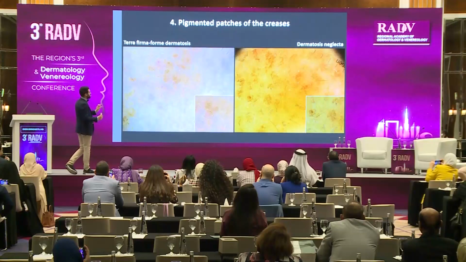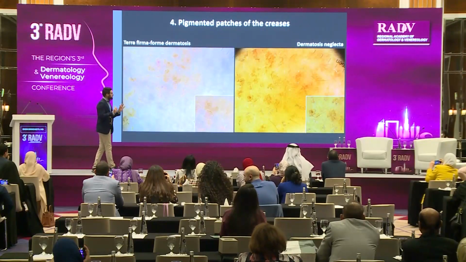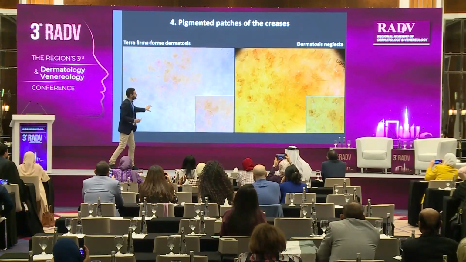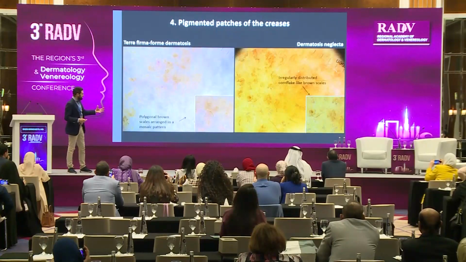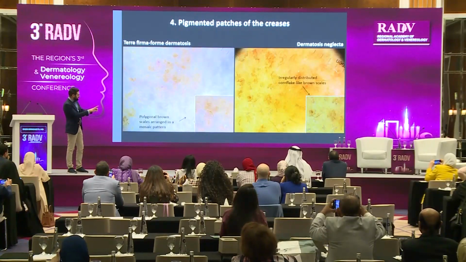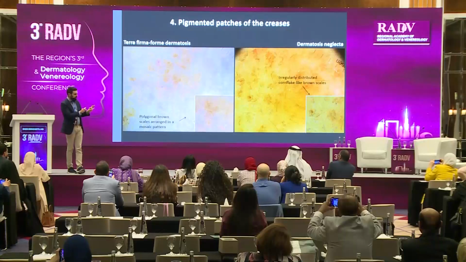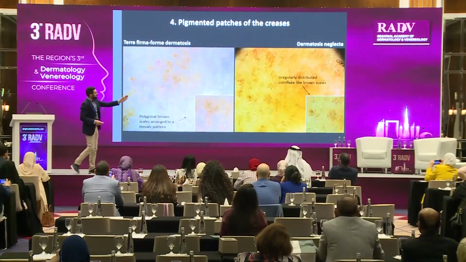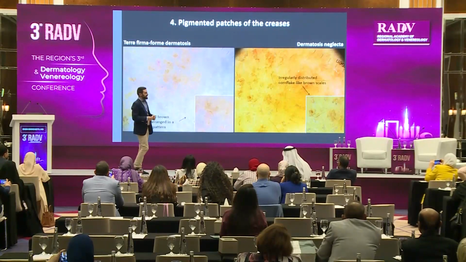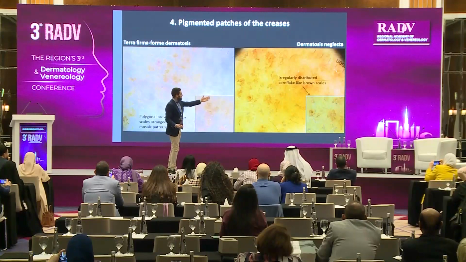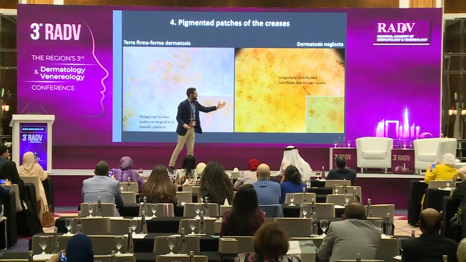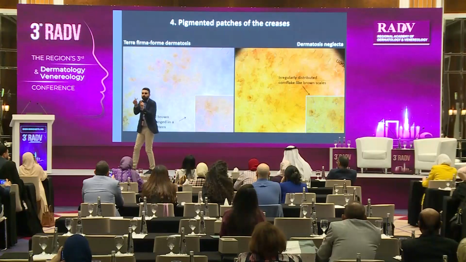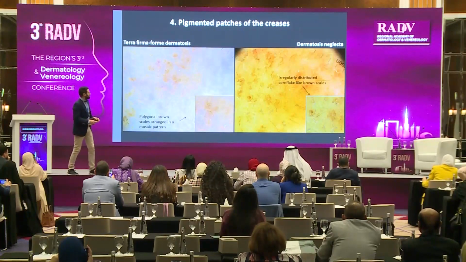They are similar. We have brown scales. In terra firme forma dermatosis, we have more regular scales, which are polygonal and arranged in a mosaic pattern. On the other hand, in dermatosis neglecta, they are more irregular. I call them cornflake-like brown scales. They are not polygonal.